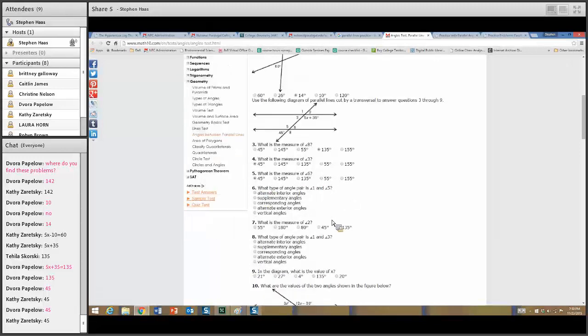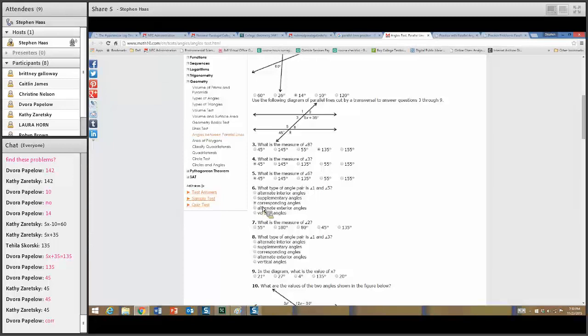What type of angle pair is 1 and 5? They're corresponding angles. Yeah, we didn't actually discuss that, but I know they're not any of the others. They're not alternate interiors because they're not interior. They're not supplementary because they're equal to each other. They're not alternate exterior angles because they're not alternate. They're on the same side of the transversal. They're not verticals because they're not opposite each other. Corresponding angles are where they're consecutive on the same side of the transversal.